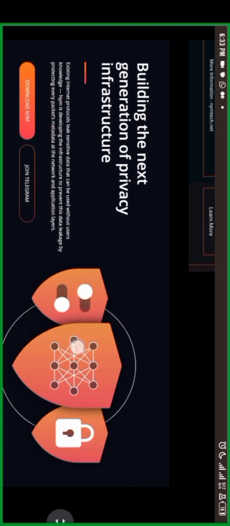So let's go ahead. Building the next generation of privacy infrastructure. So Nym has come to build a privacy infrastructure. So the Nym network, the Nym technology.